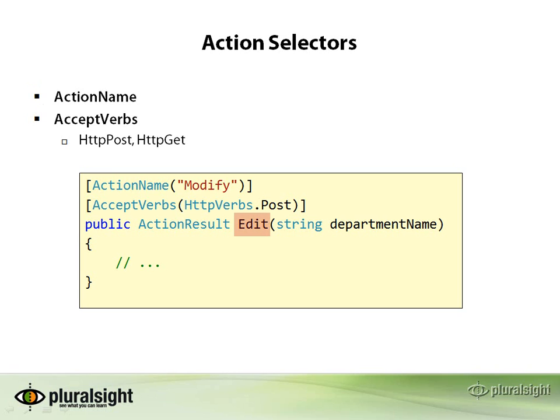For the edit method that we see here, we can no longer reach this method as an action named edit. We have to reach it as an action named modify. Action name is an attribute you can use when you want to alias the name of your action methods.